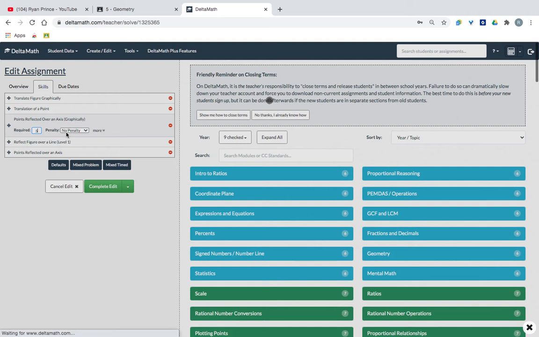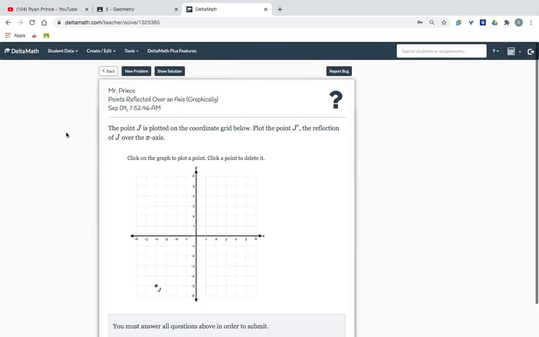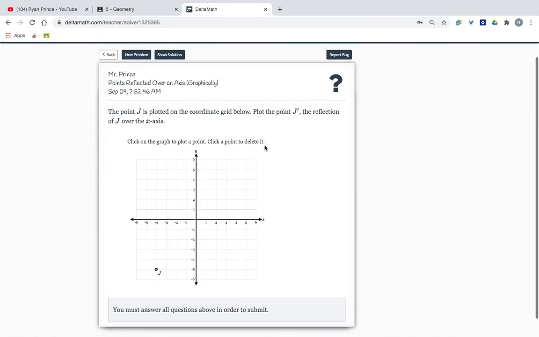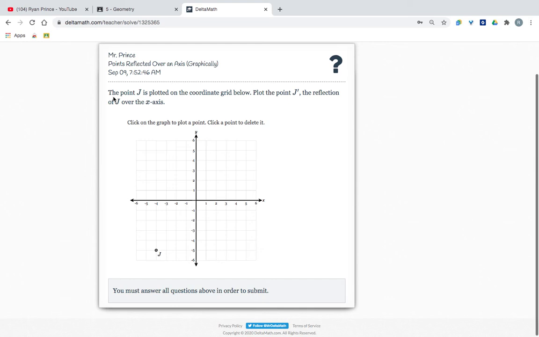Points reflected over an axis graphically. It's exactly what it sounds like. It says the point J is plotted on the coordinate grid below. Plot the point J, and then we'll just call it J apostrophe. The reflection of J over the x-axis. So basically it just tells you J over the x-axis.